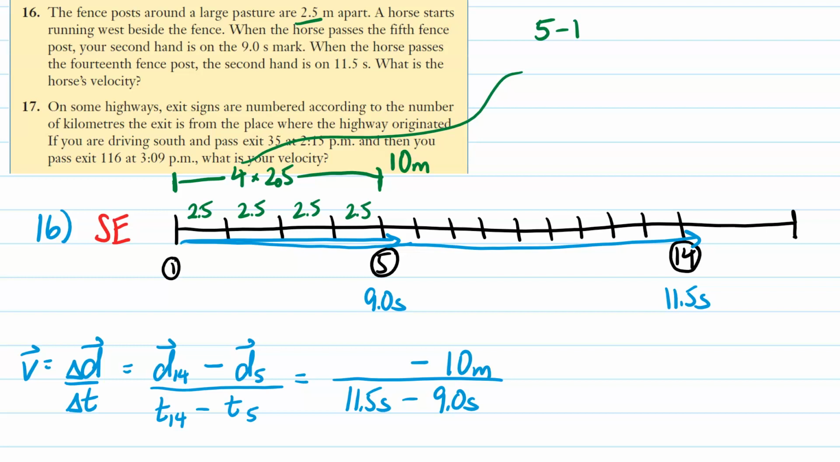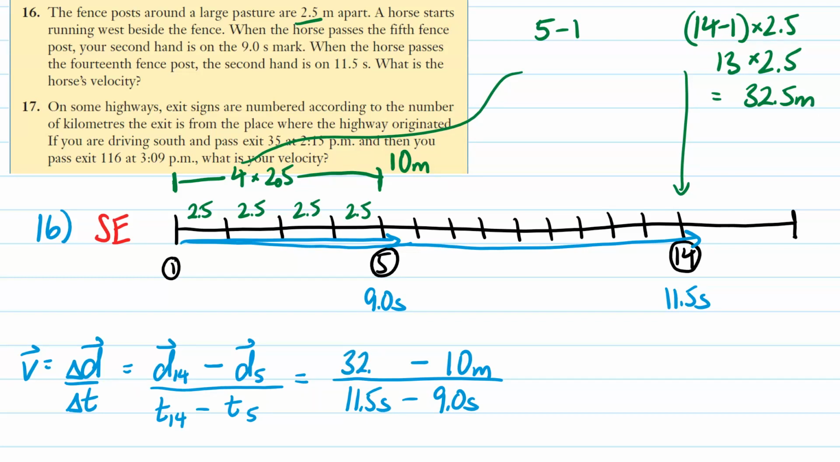Similarly then, the position at the 14th fence post is going to be not 14 times 2.5, but 14 minus 1 times 2.5, or 13 times 2.5. So that equals 32.5 meters. So the position at the 14th fence post was 32.5 meters away from your starting point, or from your first fence post, minus the position at the 5th fence post, which was 10 meters.